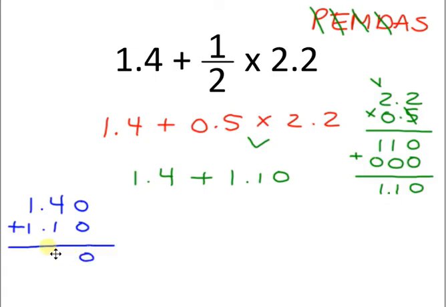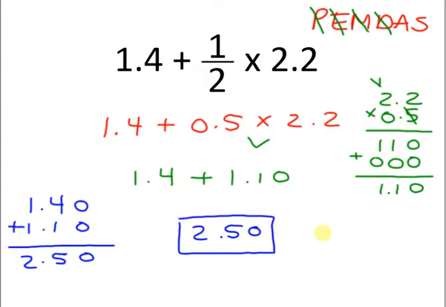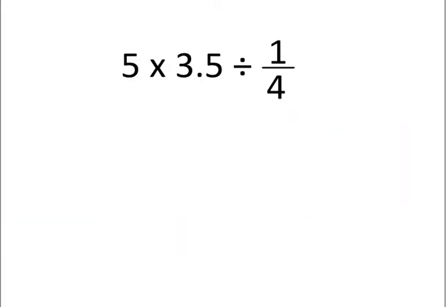0 plus 0 is 0, 4 plus 1 is 5, 1 plus 1 is 2. My final answer is 2.50, or you can drop the 0 and just do 2.5. Either is acceptable. Okay, let's look at our next problem. All right, here's another situation where a fraction can easily change into a decimal, and so that is the recommended decision that I would encourage you to make.